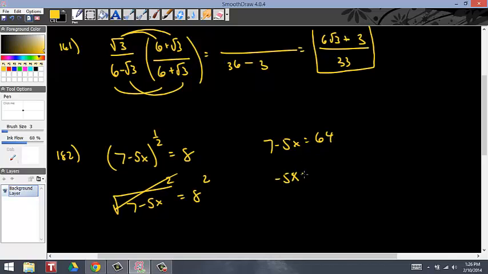Negative 5x is going to equal, if I subtract 7 from both sides, I get 57. And then I get x equals negative 57 over 5. Please don't forget to check your answer. Okay?